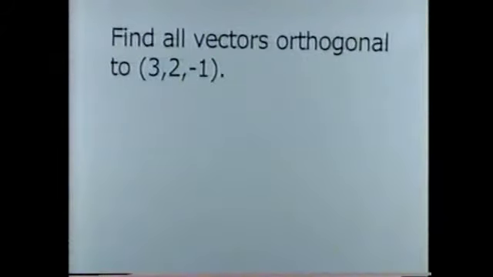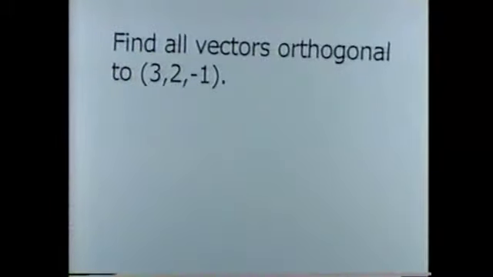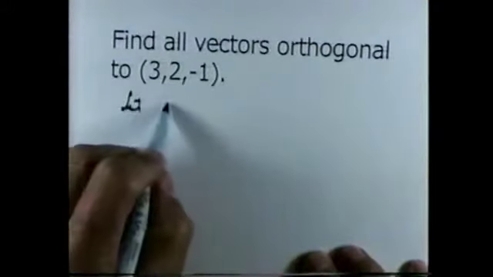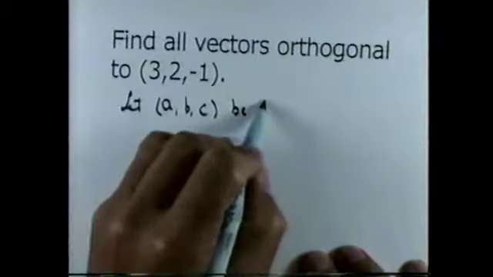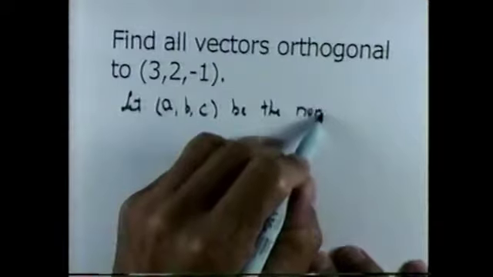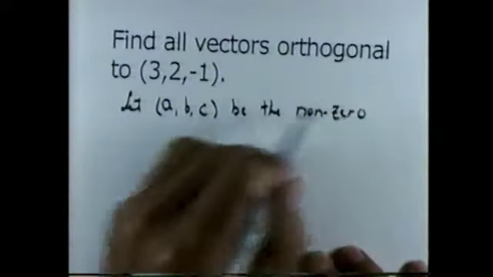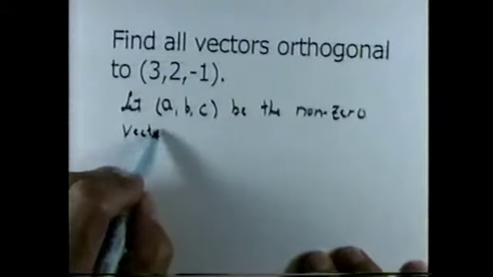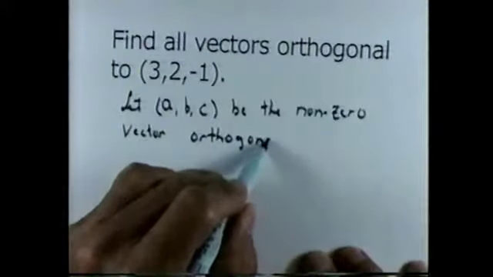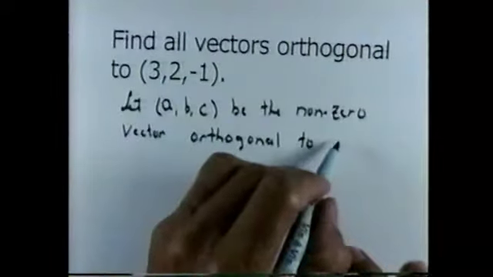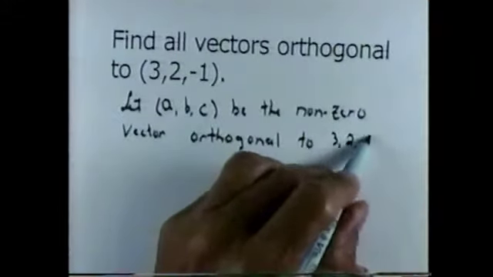Let's find all vectors orthogonal to (3, 2, -1). Well, we'll let (a, b, c) be the non-zero vector orthogonal to (3, 2, -1).